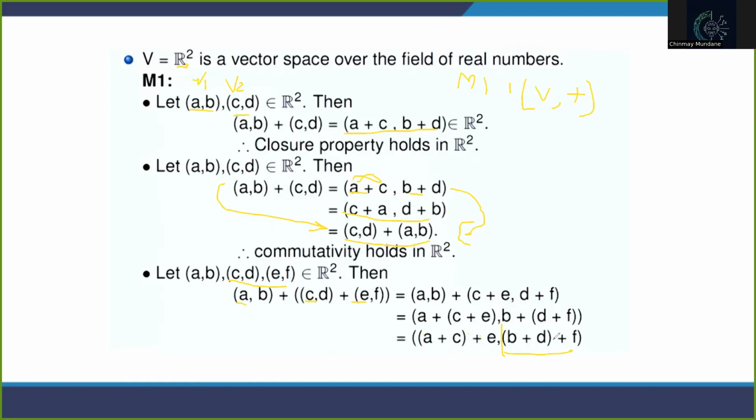You can do B plus D, then F. You can do D plus F, then B. Anything is fine, which is done here also. See, so it is first B, then D plus F, and then B plus D plus F. So this also holds. So these are the three sub properties for the abelian group.